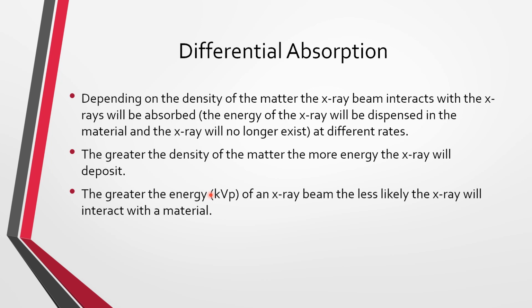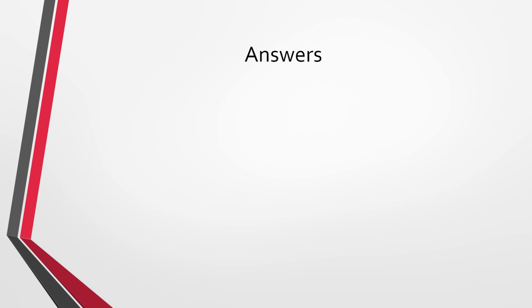And the greater the energy of the kVp of the X-ray beam, the less likely the X-ray will be to interact with the matter. So if we set a higher kVp, it's going to be less likely to interact with the matter and be absorbed. It's more likely to go through it and penetrate it. And we refer to this difference in the way that the beam absorbs based on the density of different materials that it's interacting with as differential absorption.